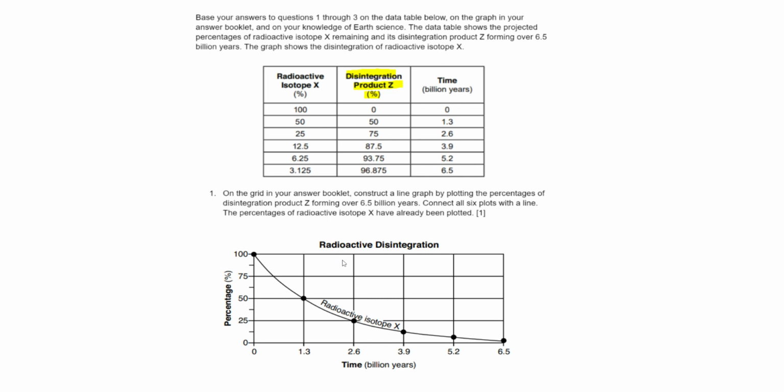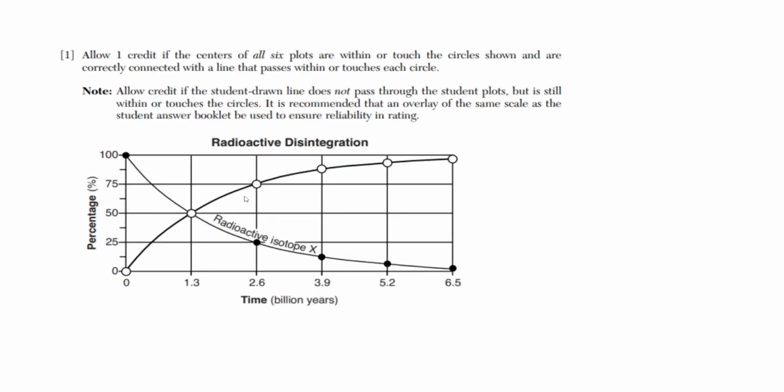So this graph that's already given to you in your answer booklet, you already have a graph of the radioactive isotope X as it's disintegrating over time. What this is asking you is to graph the disintegration product Z that is forming as the radioactive isotope X is disintegrating. So we're just graphing this column right here over time. And your answer should look something like this. As radioactive isotope X is disintegrating exponentially, your disintegration product Z should grow exponentially as well, because isotope X is creating disintegration product Z.